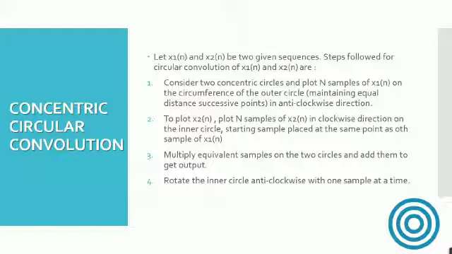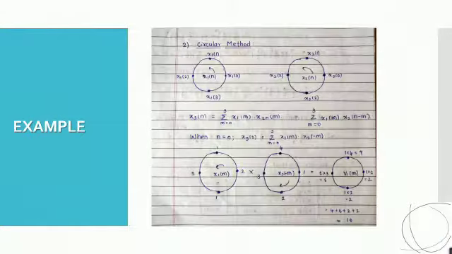Or we can do one thing. I'll explain that in the next slide. So what we can do, I took here one sequence and plotted it this way: x1 of 0, x1 of 1, x1 of 2, x1 of 3, and the second sequence has x2 of 0, x2 of 1, x2 of 2, x2 of 3.